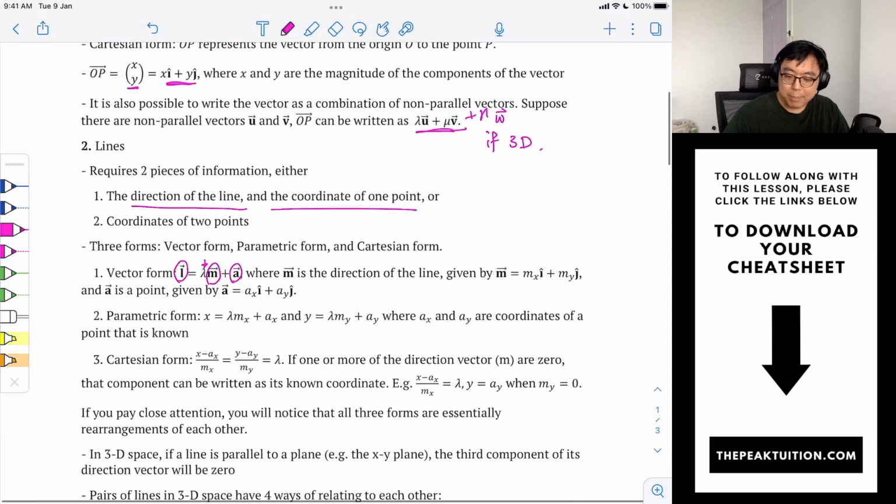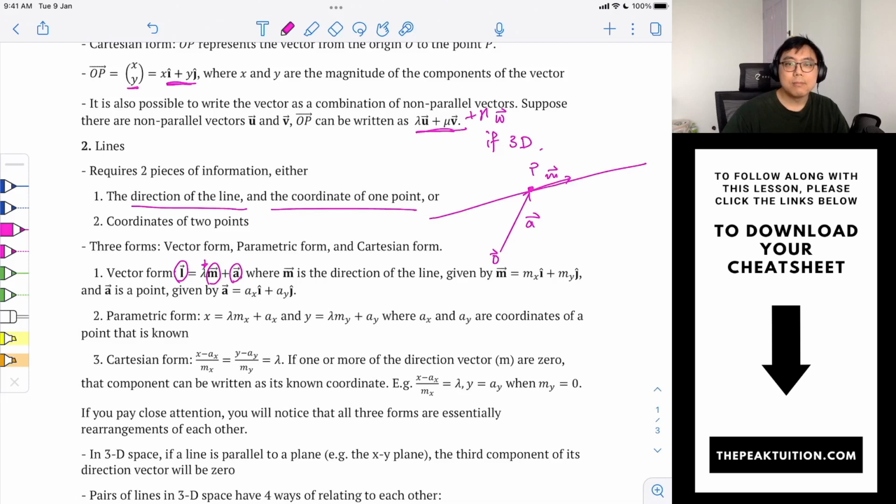Starting from O, we have vector A, giving us this point, maybe P. And we have a direction M. We can multiply this direction M with any number, so that will give us all the points along this line. As such, this forms a line.